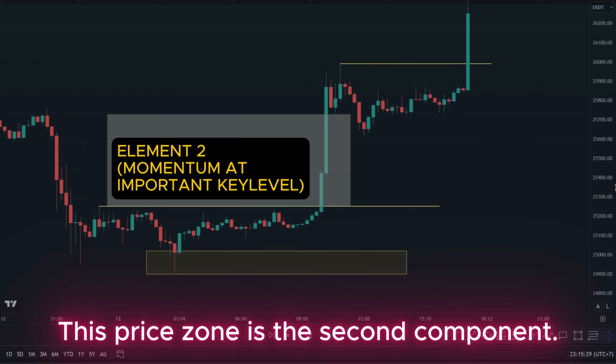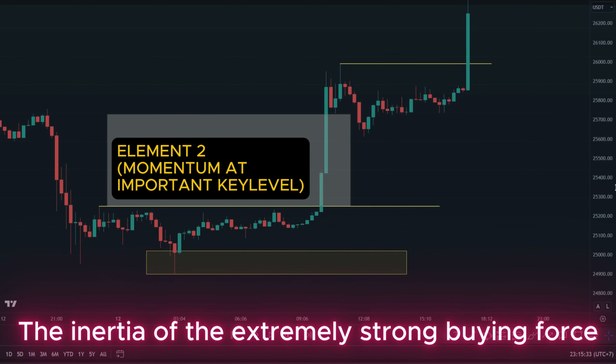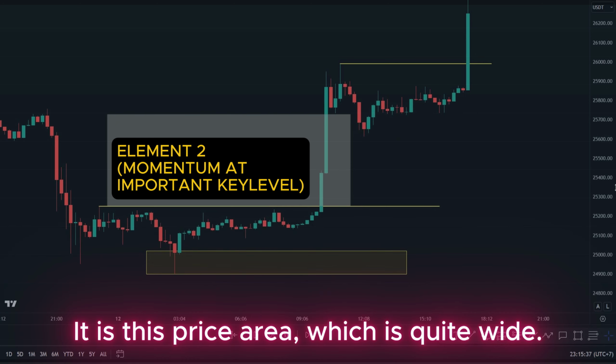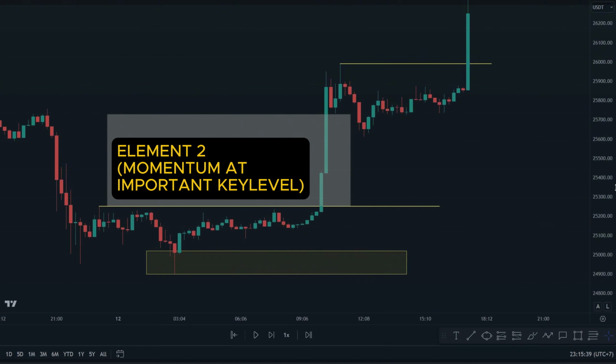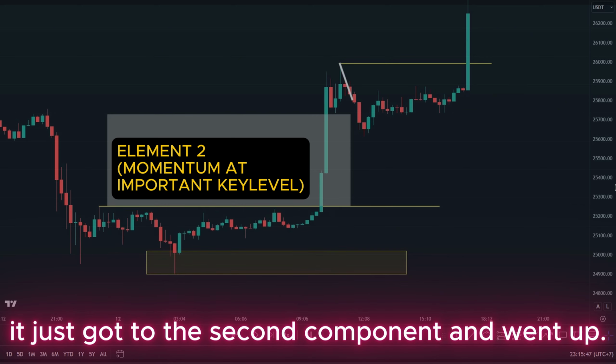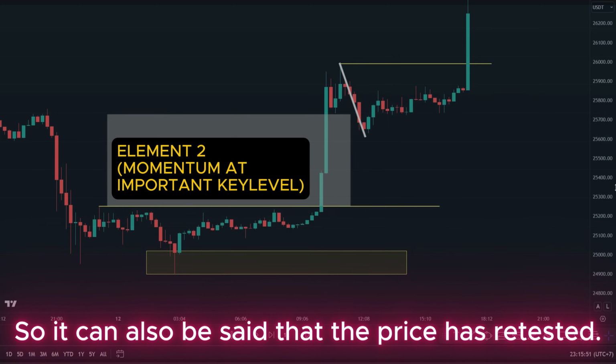And the second component of the extremely strong buying force that creates the important key level below is right here. This price zone is the second component. The momentum part, the inertia of the extremely strong buying force after breaking through the box, I mentioned at the beginning of the video. It is this price area, which is quite wide. So, although the price has not yet reached my entry point at the bottom side, it just got to the second component and went up.